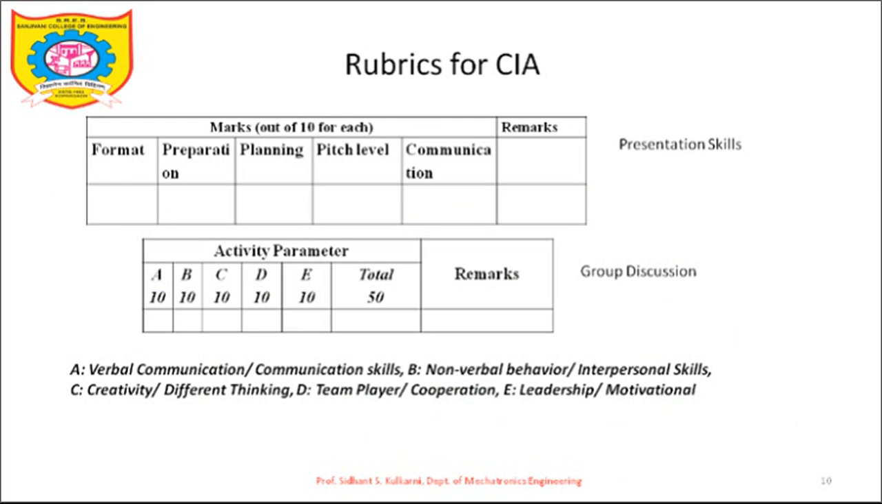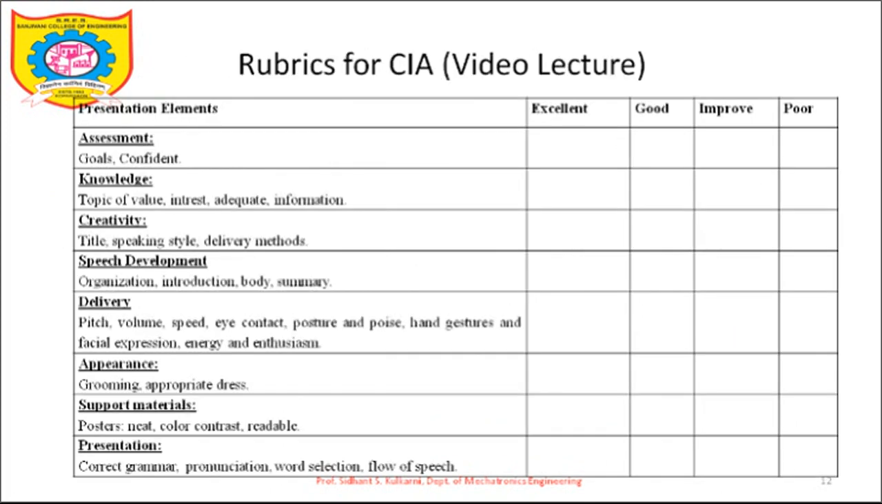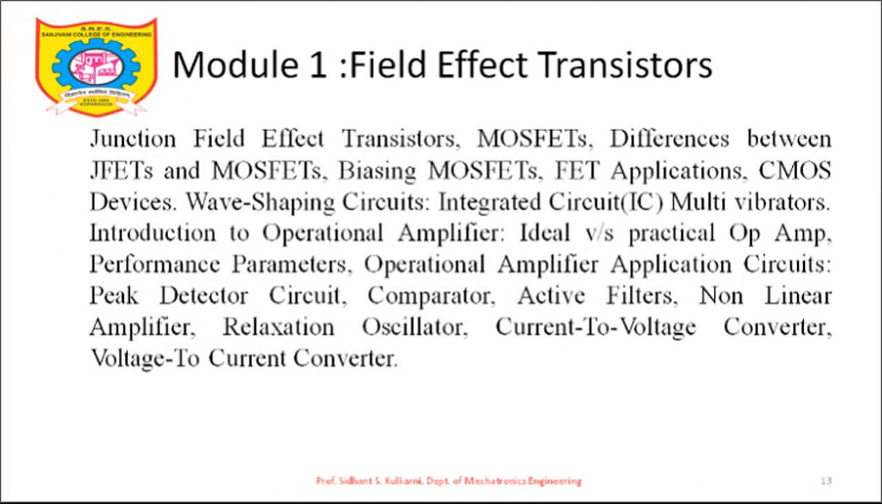In this lecture we are going to start with unit number 1, and unit number 1 consists of your field effect transistor. So what are the contents of unit number 1? Try to understand. So junction field effect transistor, JFET, then MOSFET, difference between JFET and MOSFET. Also we will have a comparison between MOSFETs and BJTs, bipolar junction transistor, how the biasing of MOSFET is being done, then what are the different applications of FET and MOSFET.